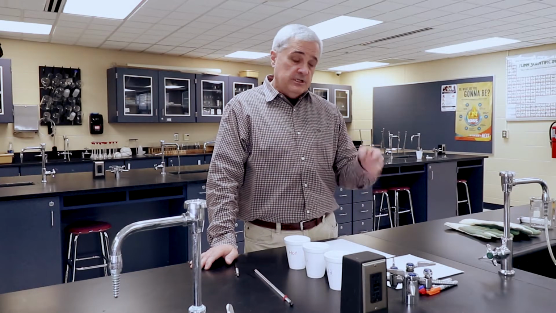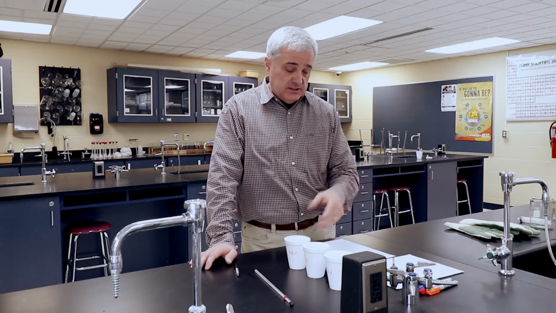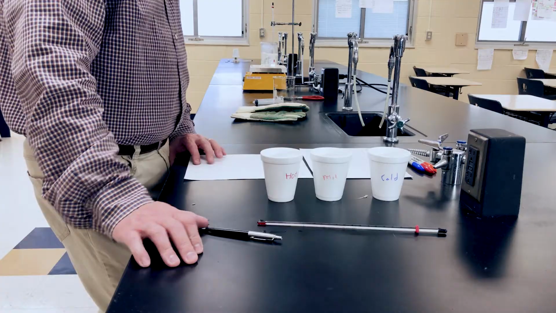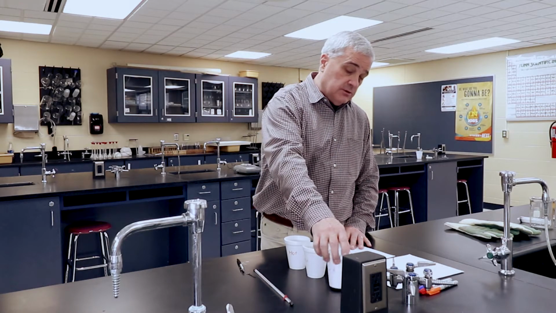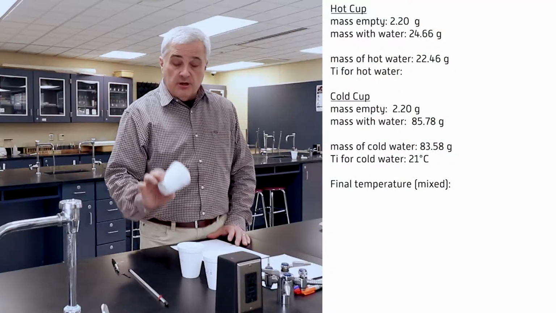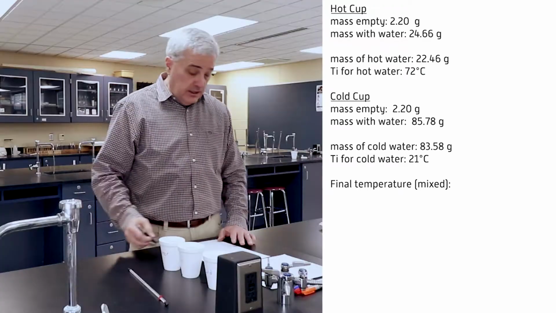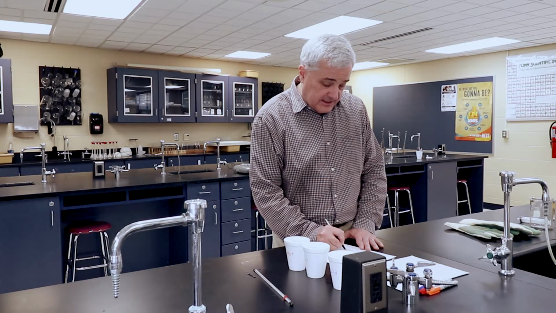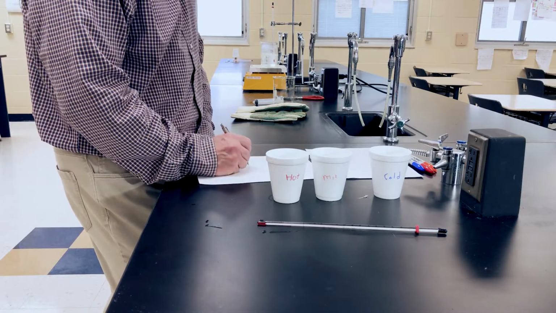So we have our background and procedures. Let's look at the results. We recorded some of the results as we went along. The masses recorded. Let's look at the temperatures. The initial temperature of the cold water was 21 degrees. The initial temperature of the hot water was 72 degrees. So using the equation that we have, we're going to do a predicted final temperature.